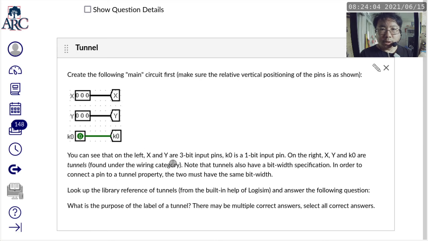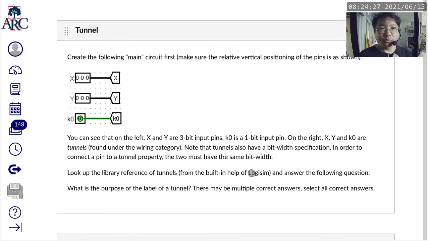All right, and then looking up the purpose of the label of a tunnel, that is in LogicSim's own built-in help. And I'm just using this question to kind of guide people to read the documentation from LogicSim itself. I do not get a lot of feedback from question number 1, so we're going to move forward to question number 2.